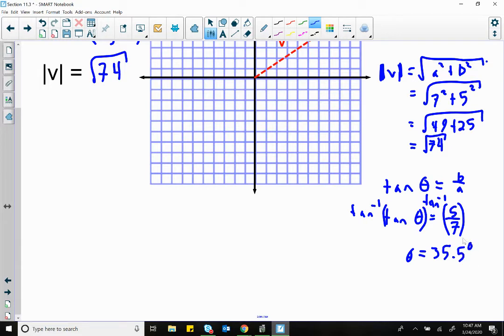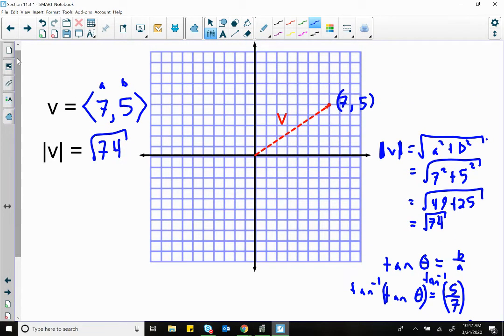There you go. Okay, so that's some basic information. If you've got a vector, you can find the standard position of a vector, it's not that hard. Just look at the terminal point, and that really is the standard position. You can find the magnitude, you can find the angle, all pretty easy stuff. Okay?